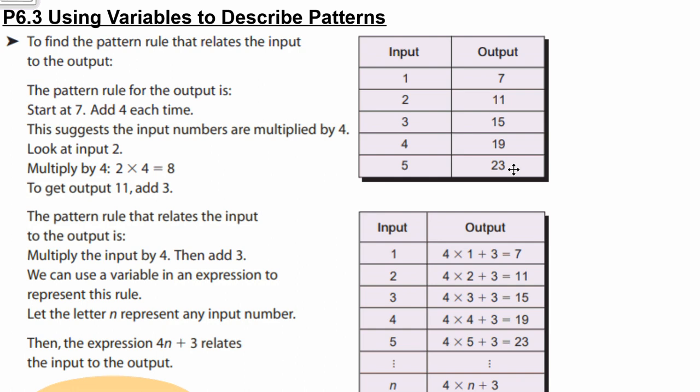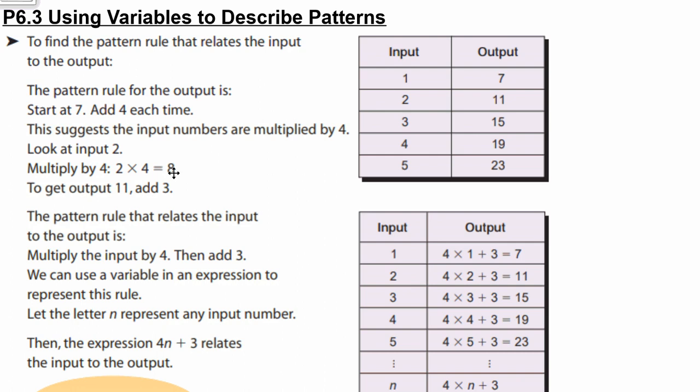Now, when I look at this, the pattern rule for the output would be to start at 7 and add 4 each time. So this suggests that the input numbers are multiplied by 4. So whatever we go up by every single time is actually what I'm going to end up multiplying by when I create a pattern rule. So if I look at this, I'm going to multiply by 4. So if I look at this input 2, 2 times 4 is 8. But my answer here is 11, so that doesn't quite work, so we need to do something else.